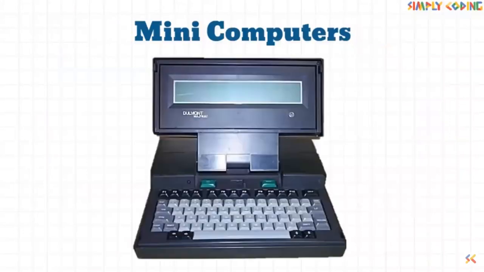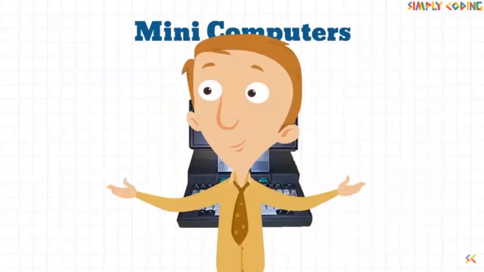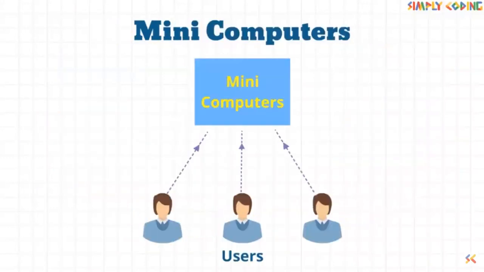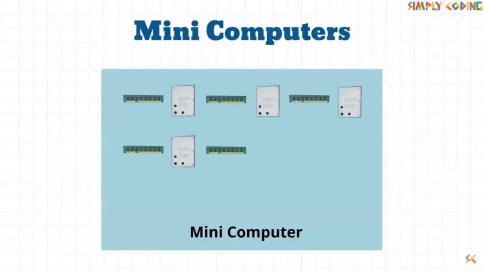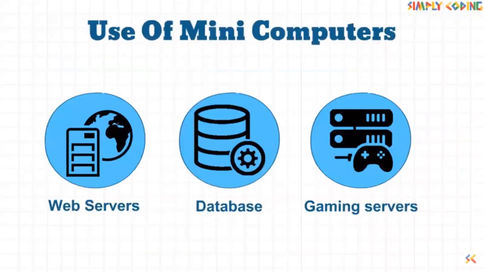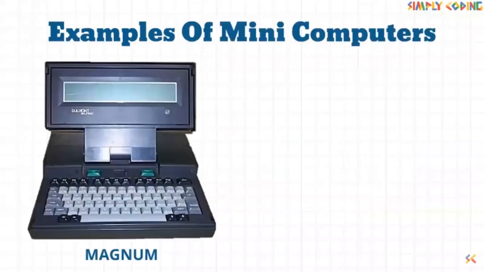Mini computers are also called as mid-range servers. They lie somewhere between mainframe and microcomputers. They are typically multi-user system and have more memory and larger storage capacity than microcomputers. They are used as web servers, database servers, gaming servers. Examples are Magnum, VAX, etc.